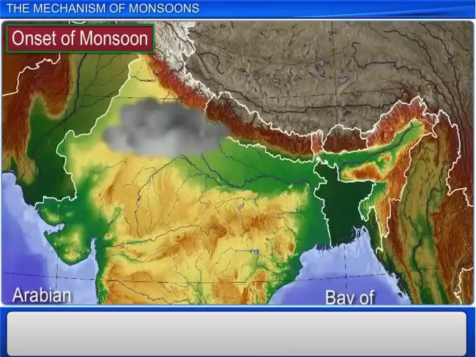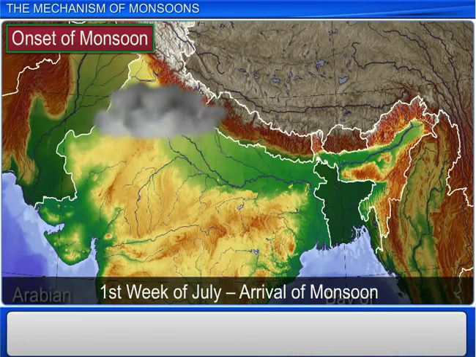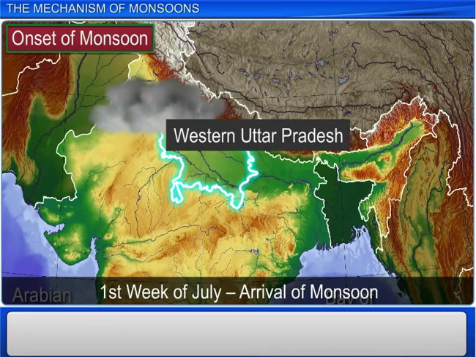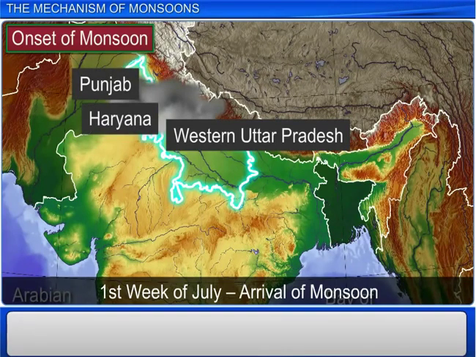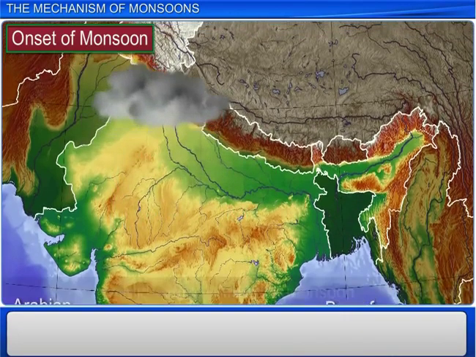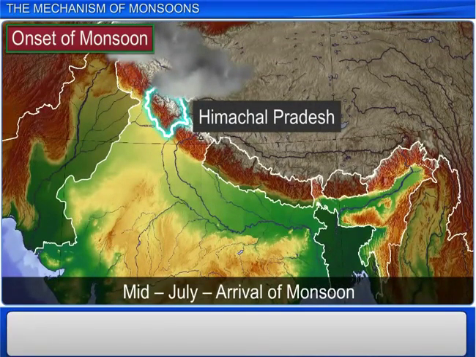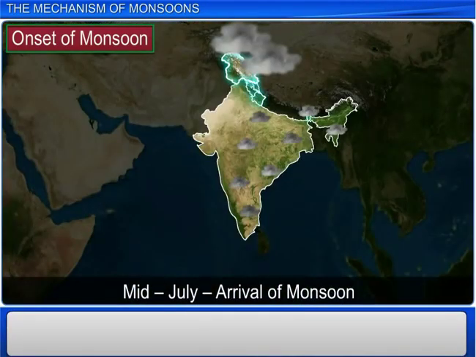By the first week of July, the monsoon reaches western Uttar Pradesh, Punjab, Haryana, and eastern Rajasthan. By mid-July, Himachal Pradesh and the rest of the country also experience the monsoon.